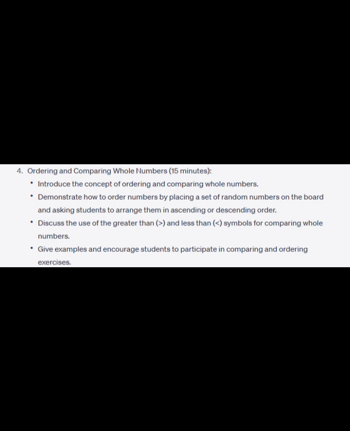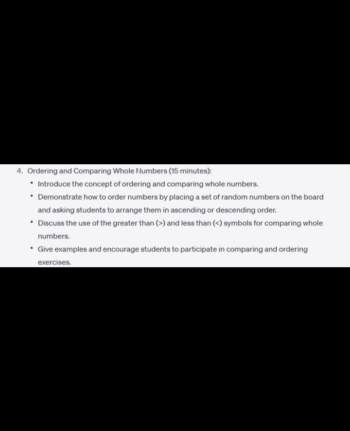Ordering and comparing whole numbers, 15 minutes. Introduce the concept of ordering and comparing whole numbers. Demonstrate how to order numbers by placing a set of random numbers on the board and asking students to arrange them in ascending or descending order.